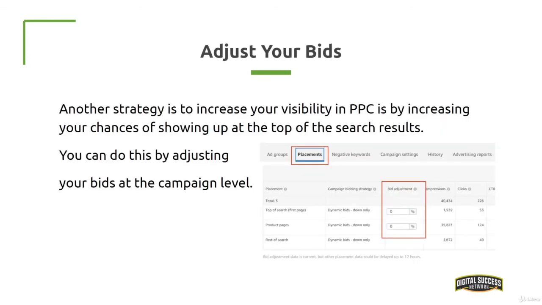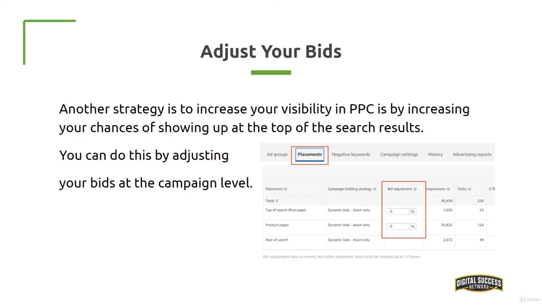All right, another thing you can do is adjust your bids to increase visibility. You can do this by adjusting your bids at the campaign level. So if you usually spend $1 per click and you adjust the bid by 50%, you're giving Amazon permission to increase your bid to $1.50. Of course, make sure your conversion rate is already high to begin with.